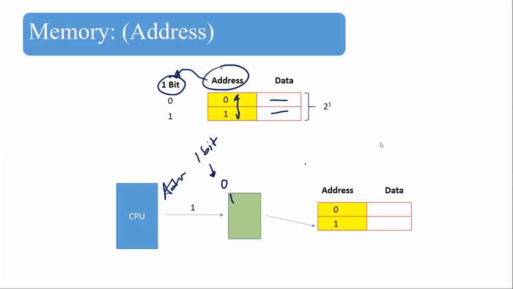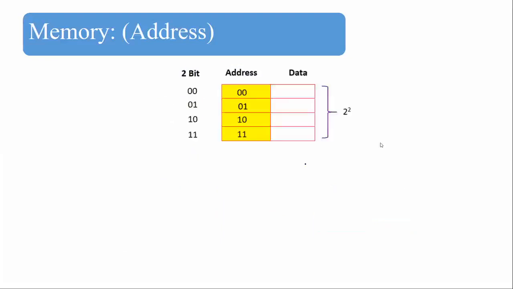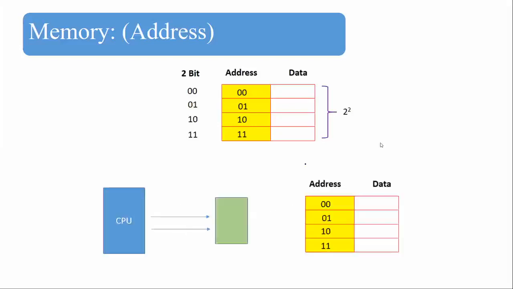Yes, sir. So for 2 bits, we have 4 possible combinations: 00, 01, 10, 11. To visualize the addresses, from the CPU this is your address bus, and from the address bus, a mask can select only 1 among these 4, depending on the address. So basically, with the address bus, the CPU sends out the address.